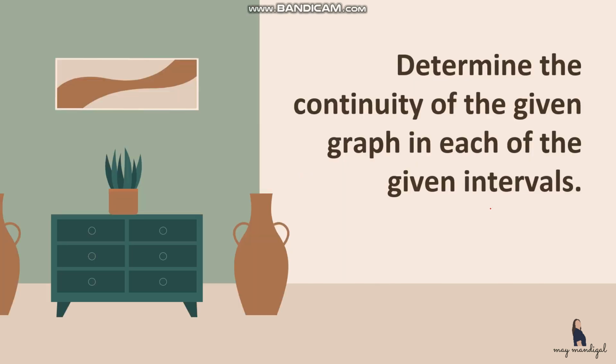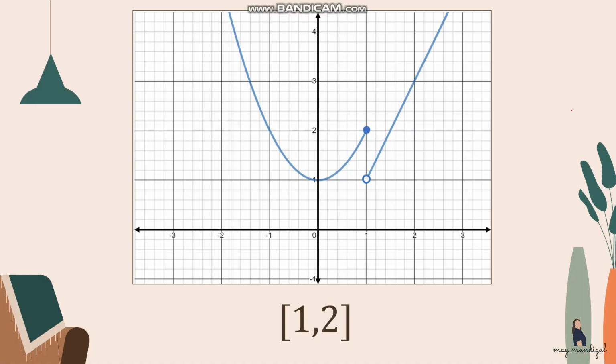So now let's try to determine the continuity of the given graph in each of the given intervals. So I have here a graph, and then all we have to do is just to determine if it's continuous on the different set of intervals. So let's start with this example. This is the graph, and then we have [1, 2] included. So this one is a closed interval. So we have boundaries, and the boundaries are included.